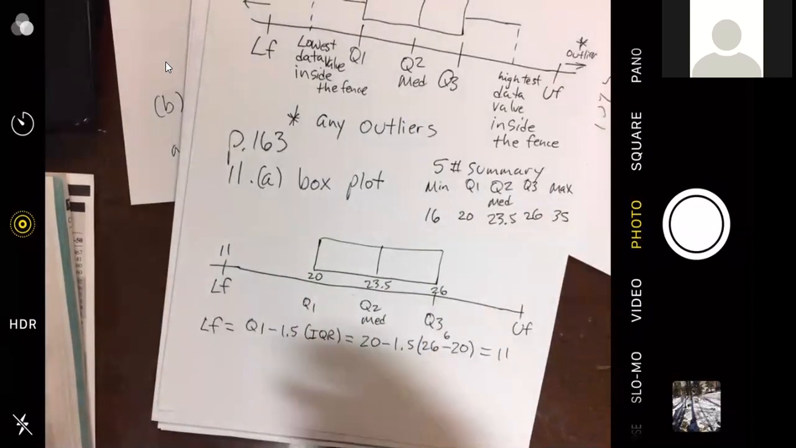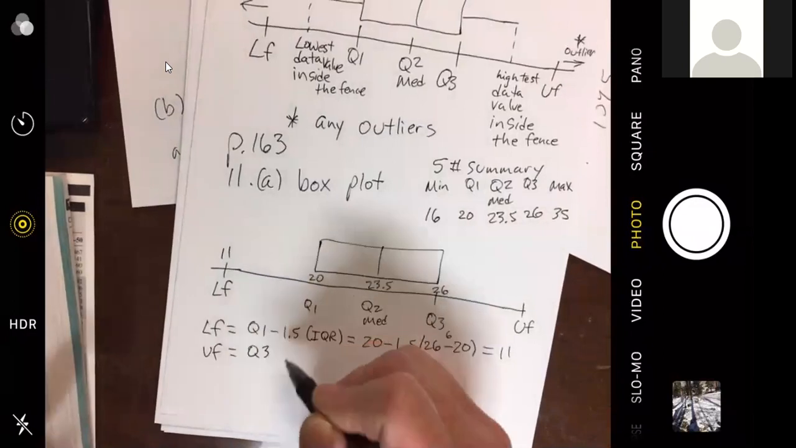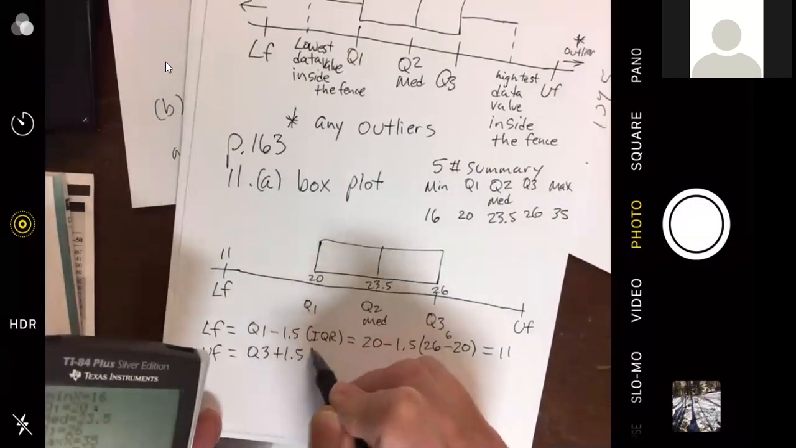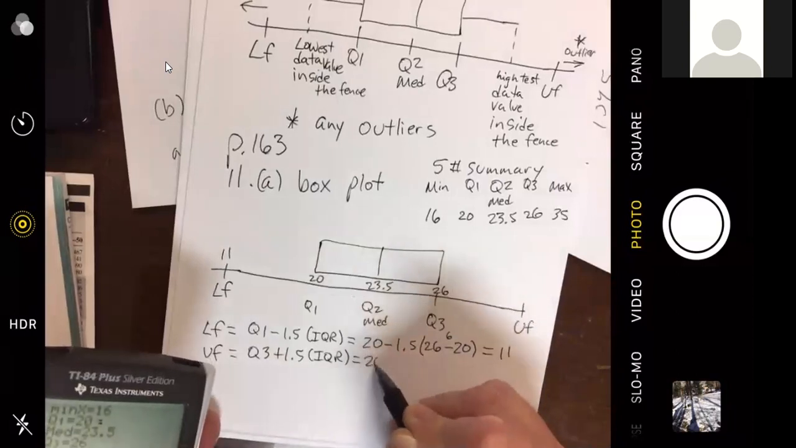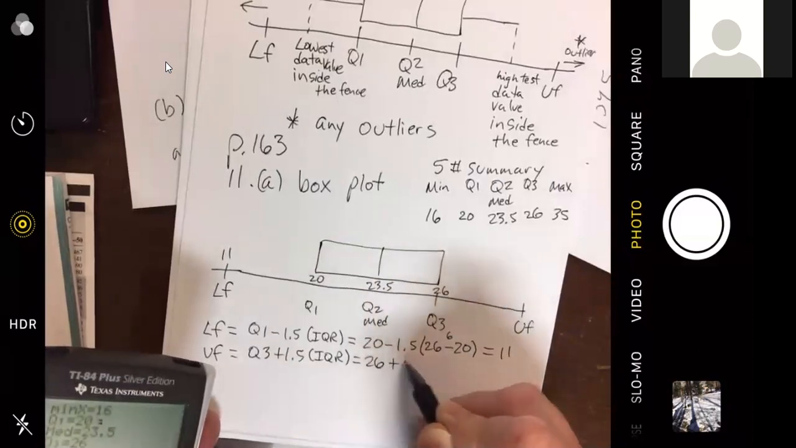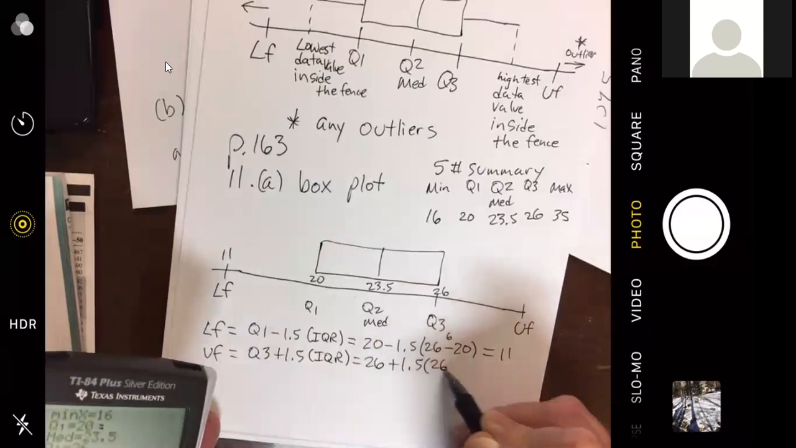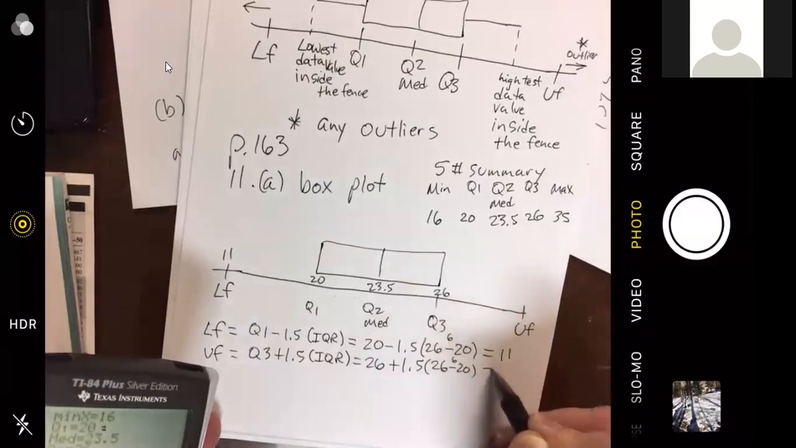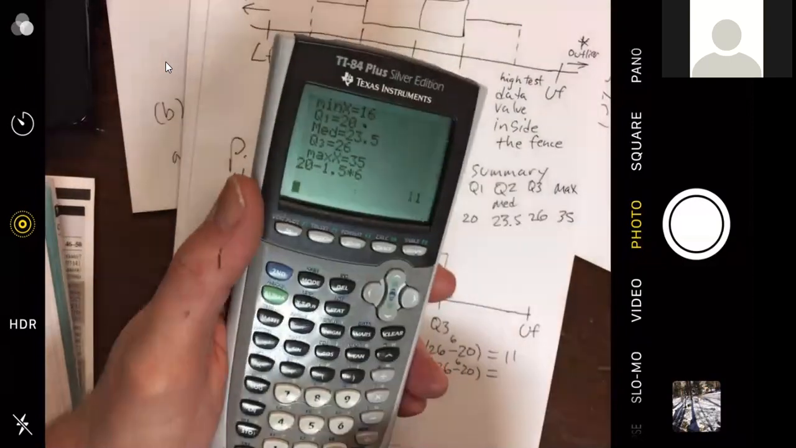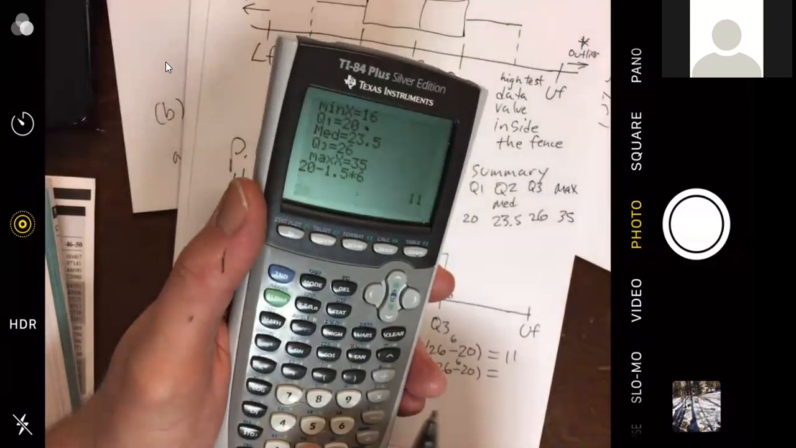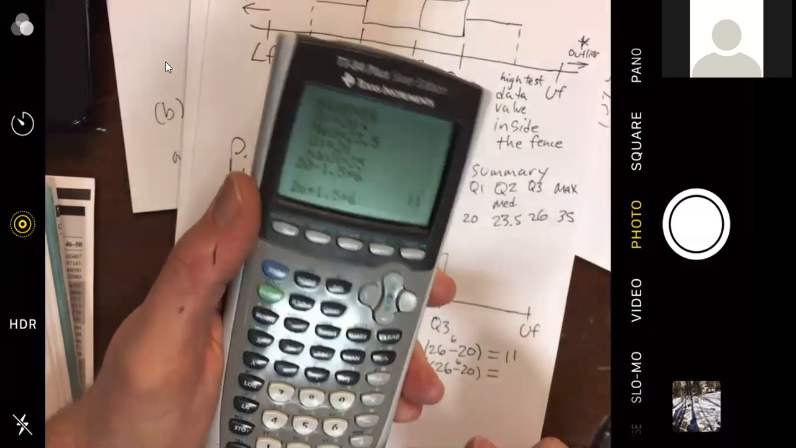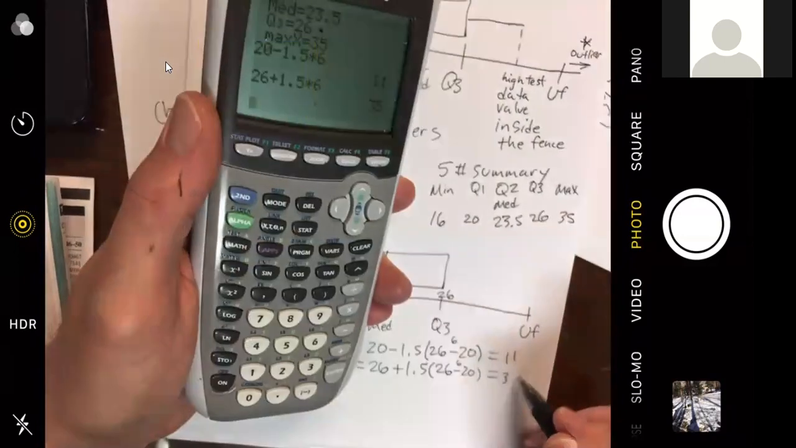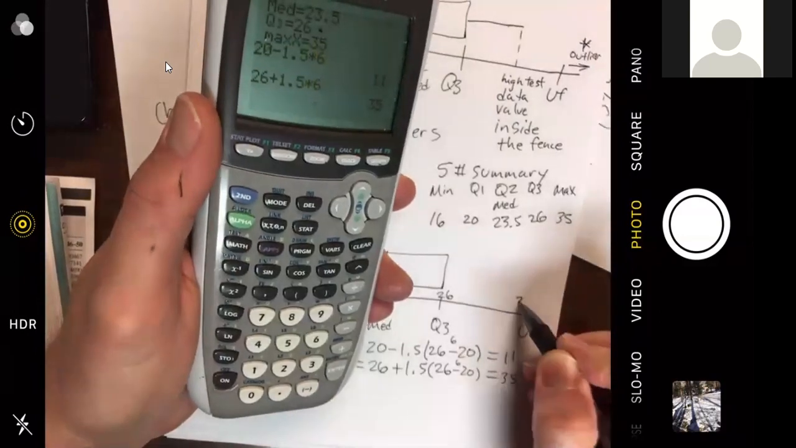Upper fence. Q3, add 1.5 times IQR. That makes 26, add 1.5. Again, the IQR is 26 minus 20, which is 6. More delay on the Wi-Fi. Let's see. 26, add 1.5 times 6. 35. The upper fence is 35.